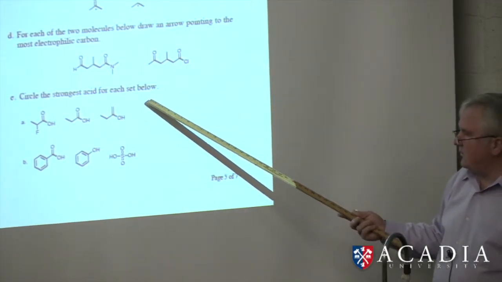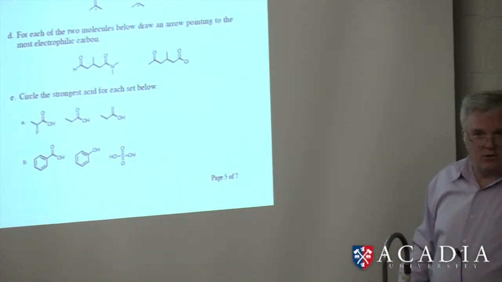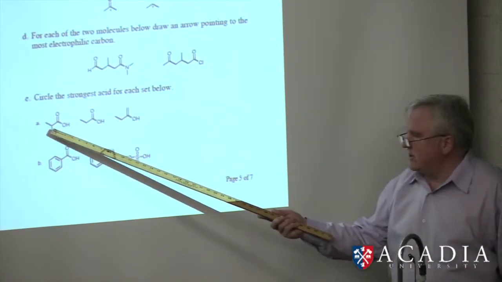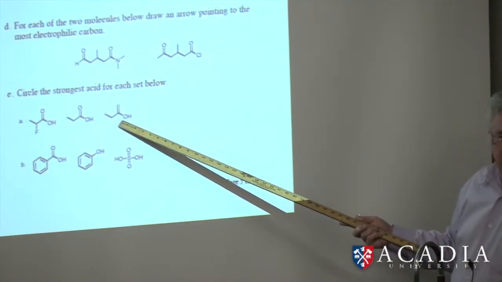Circle the strongest acid for each step below. How many people think they can do this one? Okay, so we put an electron withdrawing group. We left it alone. This isn't even an acid, okay?